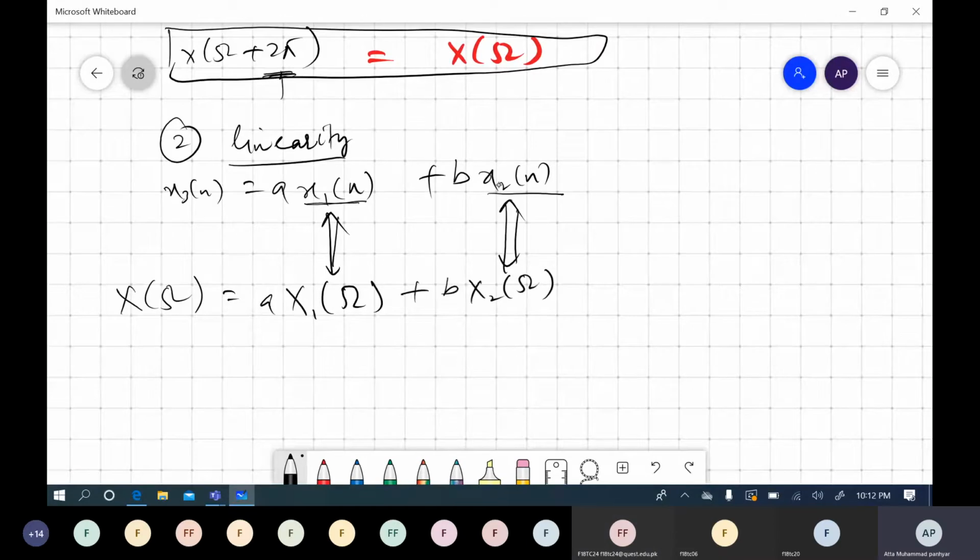If they are multiplied with some coefficients, and we know the spectrum of each signal, then if you sum them up, you don't need to find the transform separately, right? All you need is just to add those spectra and multiply them with the associated coefficients.